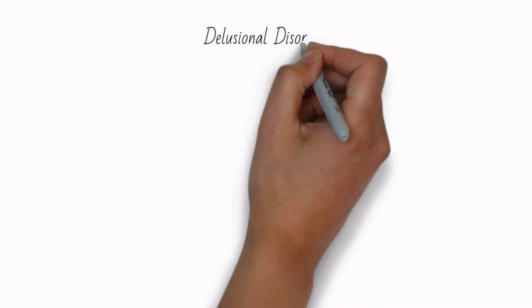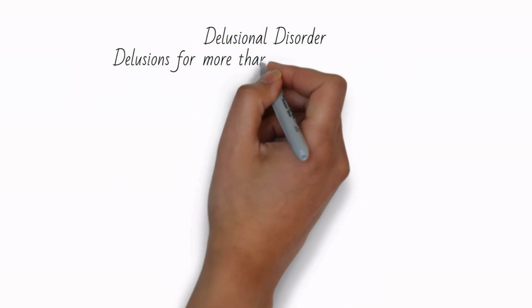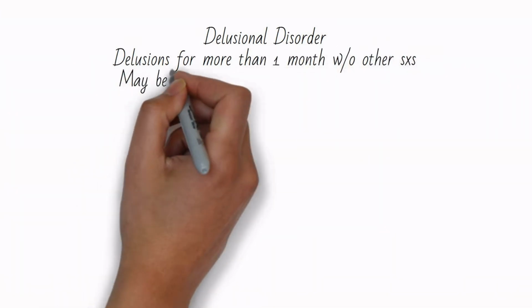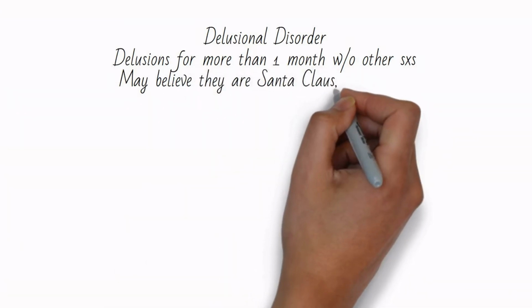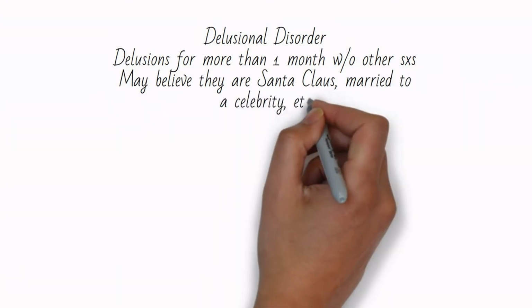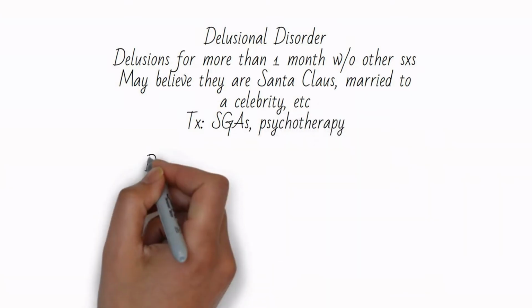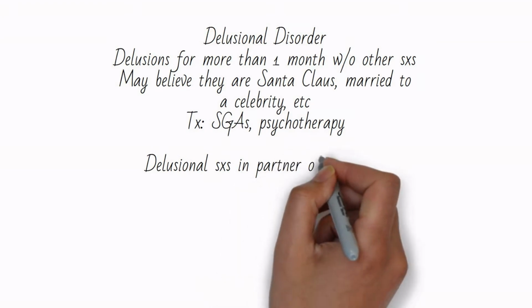Another related disorder is delusional disorder. This is delusions for more than 1 month without other symptoms. So a brief psychotic episode with only delusions would actually become delusional disorder after 1 month, not schizophreniform disorder. The delusions are things like thinking you're Santa Claus or that you are married to a celebrity you've never met. Treatment is with second-generation antipsychotics and psychotherapy.